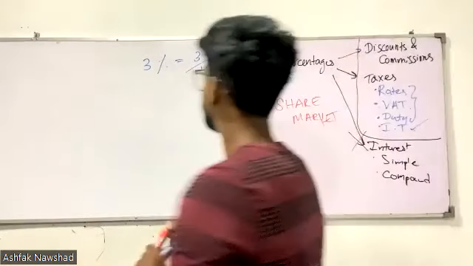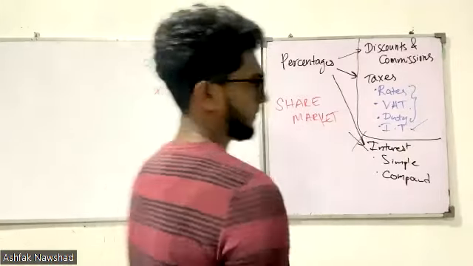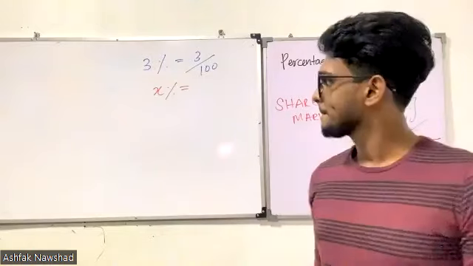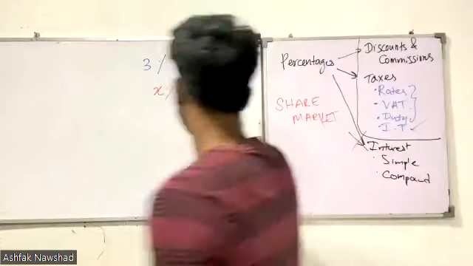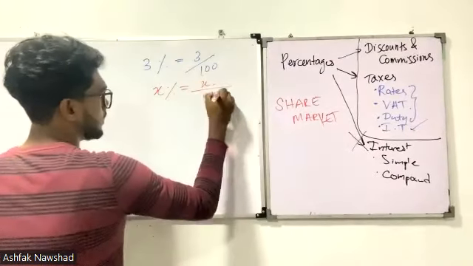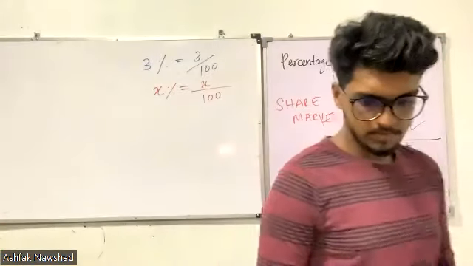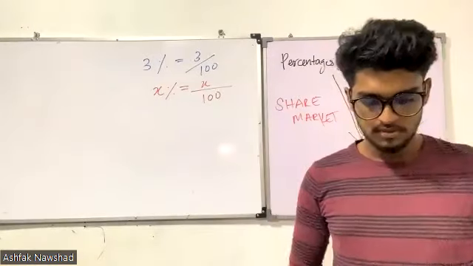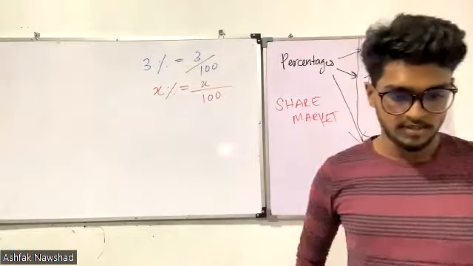So if I tell you X%, what is it? This is the percentage symbol. So we can write X over 100. Is that clear? The very basic, the fundamental stuff. This is what a percentage is in mathematical format, right?